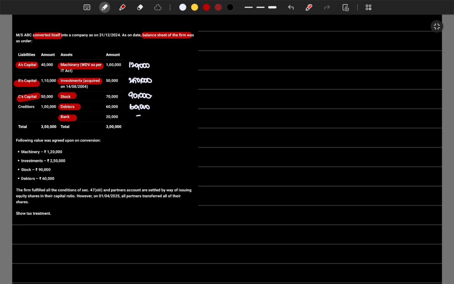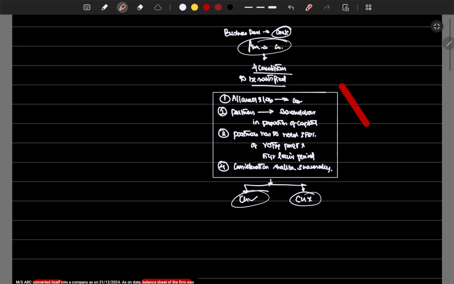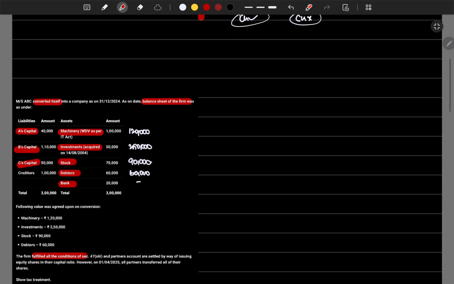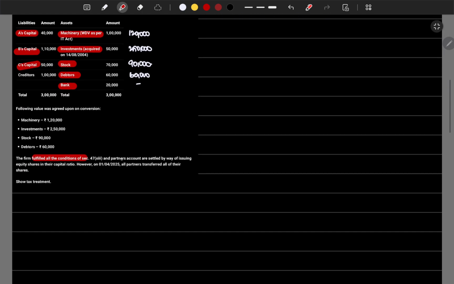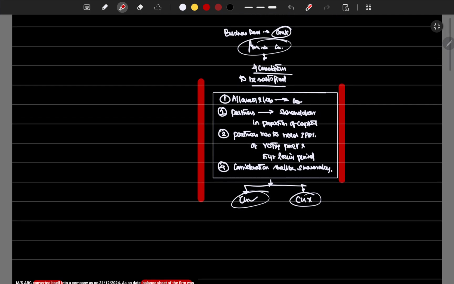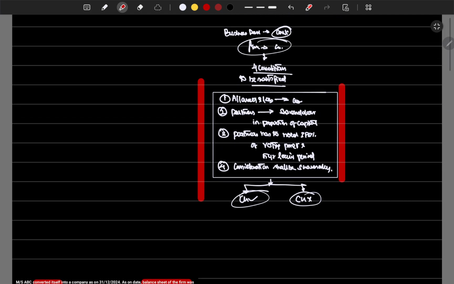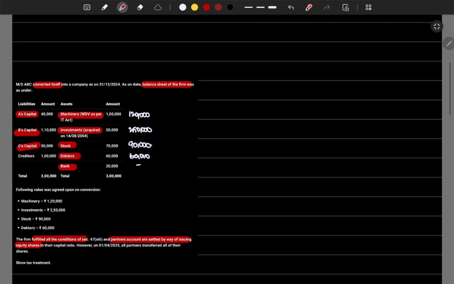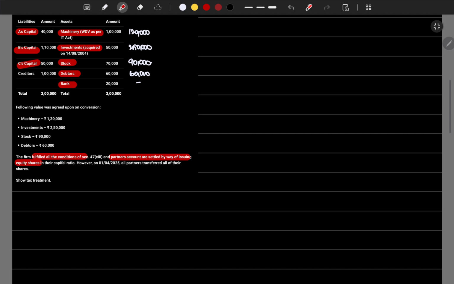So what they've asked us to do: the firm fulfilled all the conditions. The firm has completed all the four conditions. The partners' accounts are settled by way of issuing equity shares, in the proportion of the capital ratio, as I already said in the conditions.